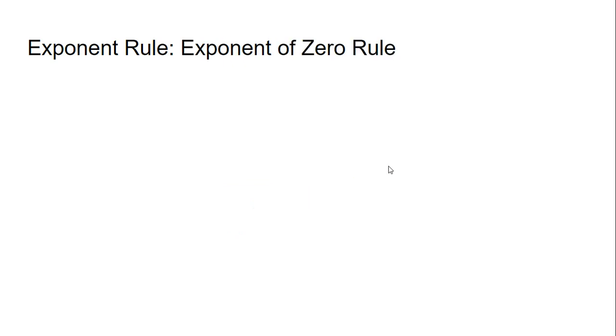What if we have an exponent of 0? Well, anything to the 0 power is going to be equal to 1. So you can go ahead and just replace anything to the 0 power with a 1, and it helps us simplify expressions pretty rapidly.